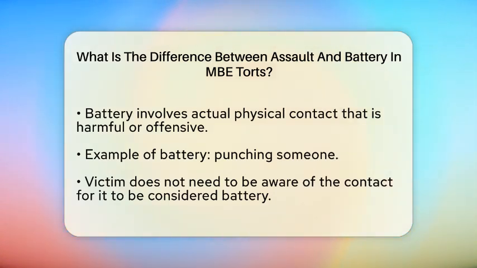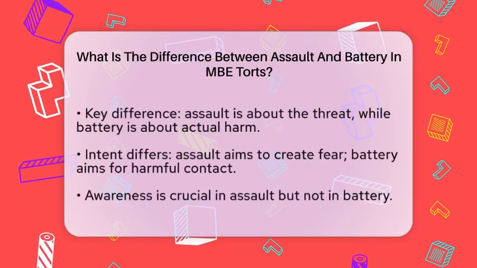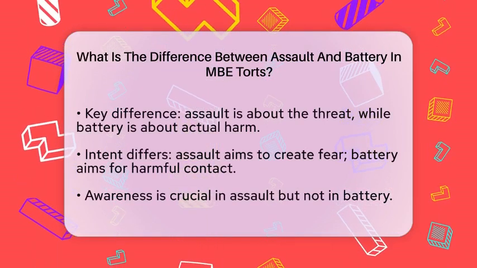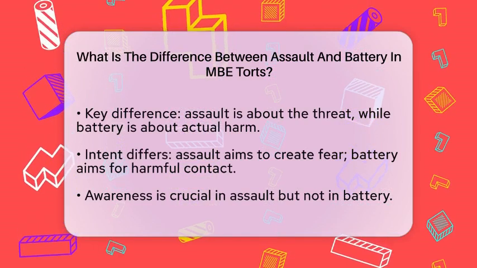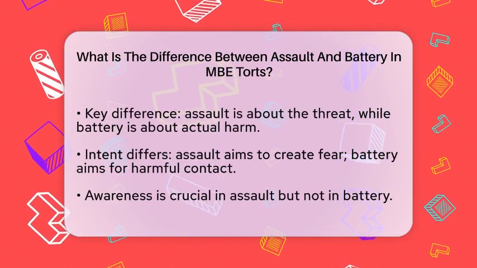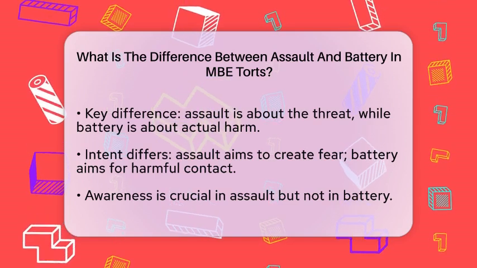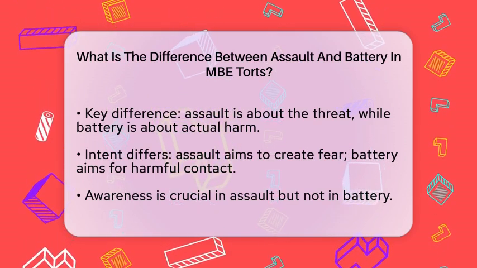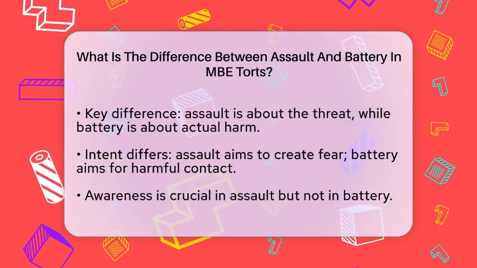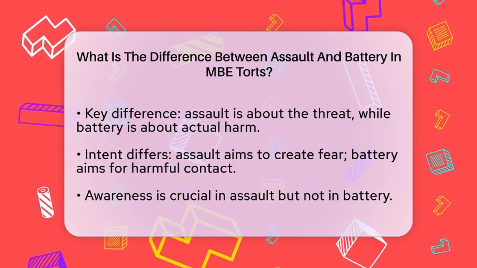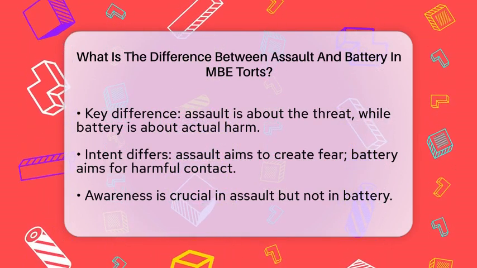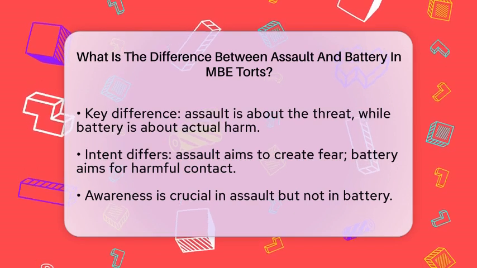So what are the main differences? First, the nature of the act is different. Assault is about the threat of harm, while battery is about actual harm through contact. Second, the intent behind each act varies. In assault, the intent is to create fear, while in battery, the intent is to make harmful contact. Finally, awareness plays a role. The victim must be aware of the threat in assault, but they do not need to be aware of the contact in battery. When preparing for the Multistate Bar Examination, understanding these differences is essential.